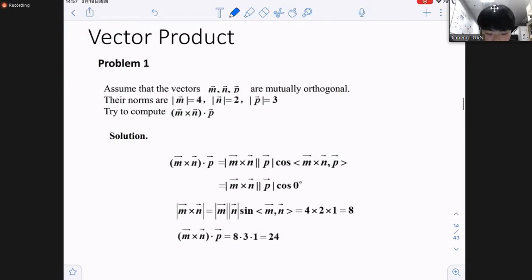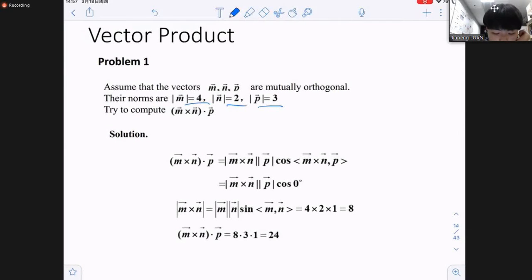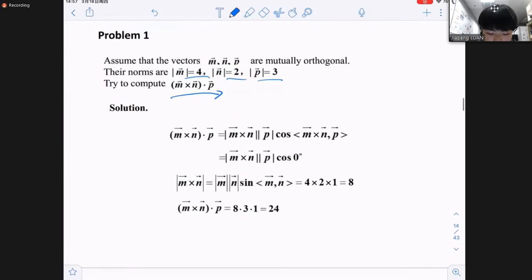And also, assume that vectors M, N and P are mutually orthogonal, and their norms are 4, 2, and 3. Try to compute M cross N dot P. So you just calculate this step by step.